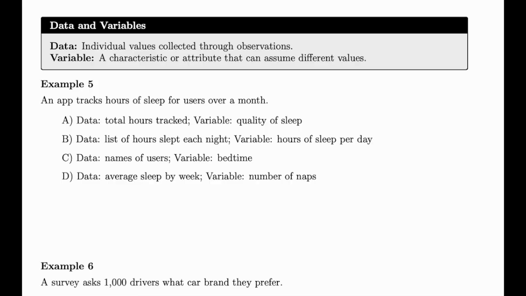The data is the actual values that we're collecting. It's going to be a list of specific hours slept each night by each of the app users. So think of the variables as the questions we're asking, while the data are the answers that we receive. So for this example, the choice for the answer would be B.